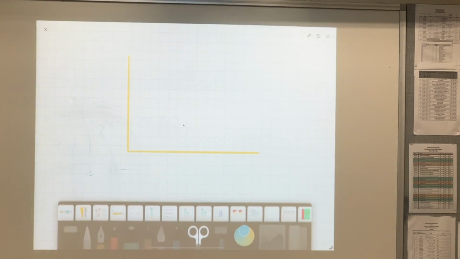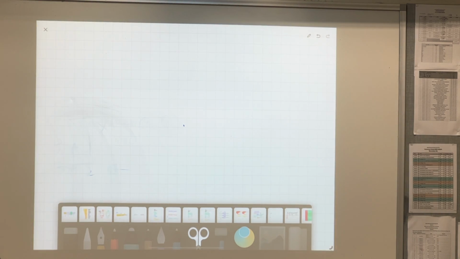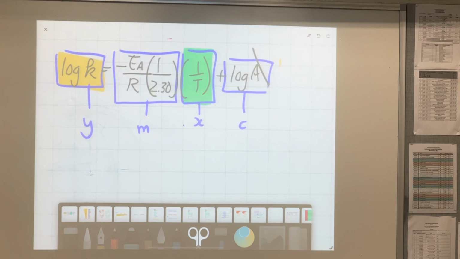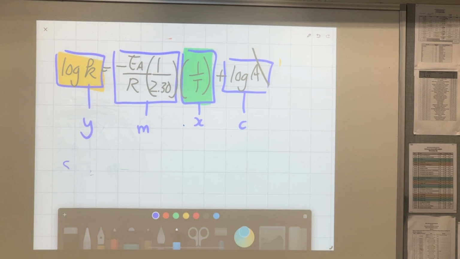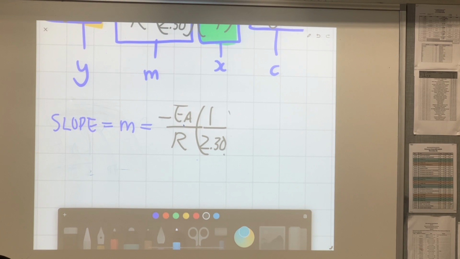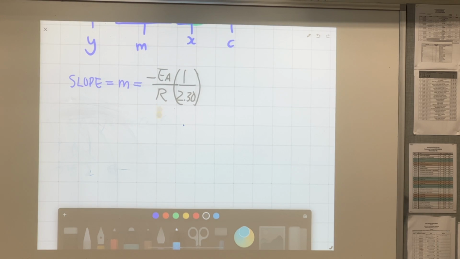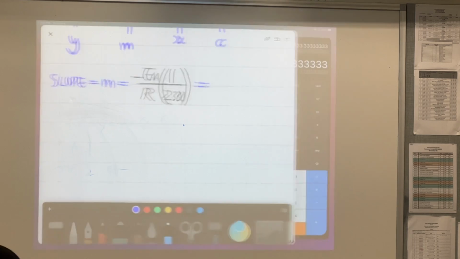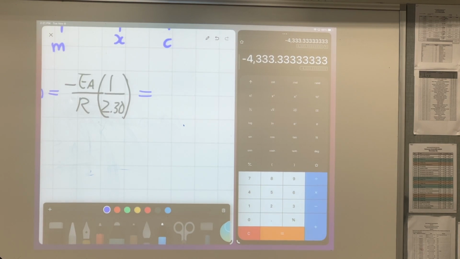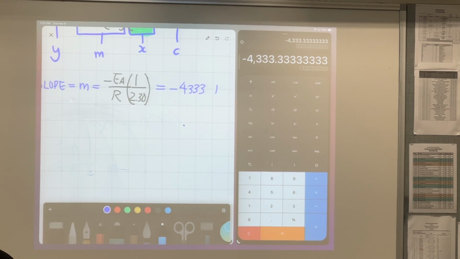So we have this equation. You remember that slope is equal to m and is equal to this very complicated term. But don't worry, it will become clear very soon what this value is for EA. We just saw that the value of the slope is negative 4333 Kelvin. So now we just have to make EA the subject.